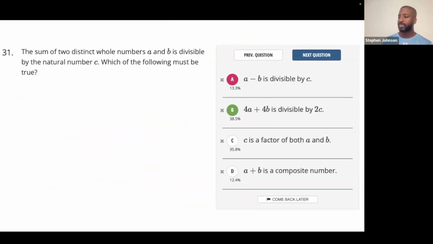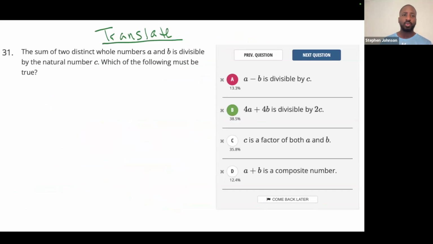All right, next question. The sum of two distinct whole numbers A and B is divisible by the natural number C. I call these questions translation questions, or translate. This is called a translate. So what do I mean? This is different from translate word problem. This is obviously a shorter question.